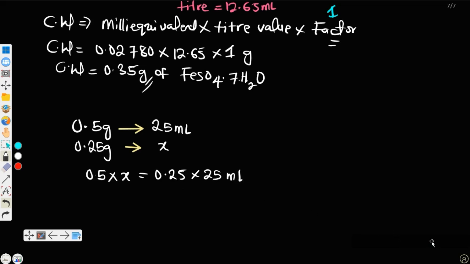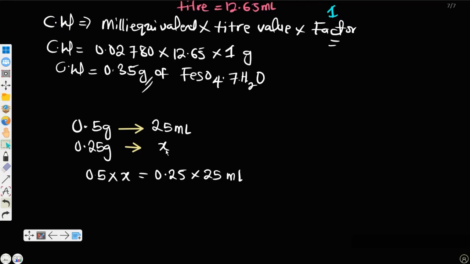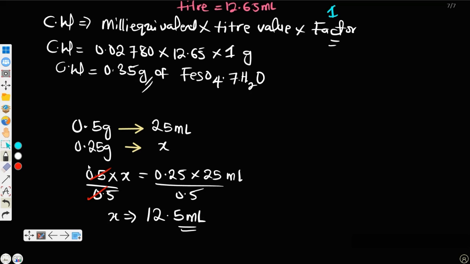25 mL. Right? Now, note that we are not using this 0.35. What we are using is what was given in the question. Look at it here. They said, determine the theoretical volume for the 0.25 gram of sample. Are you getting it now? So, if 0.5 gram is present in 25 mL of water, the 0.25 gram will be present in what? X. Are you getting it now? If you cross multiply, this is going to give you this. Now divide both sides by 0.5. This cancels this. And what are we going to have? X will be equal to what? 0.25 times 25 divided by 0.5. What is that going to give to us? 12.5 mL. So 12.5 mL will be the theoretical volume for 0.25 gram of sample.